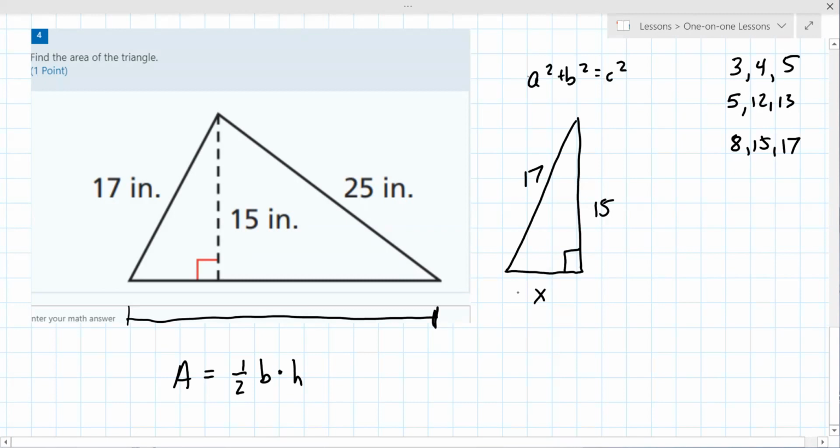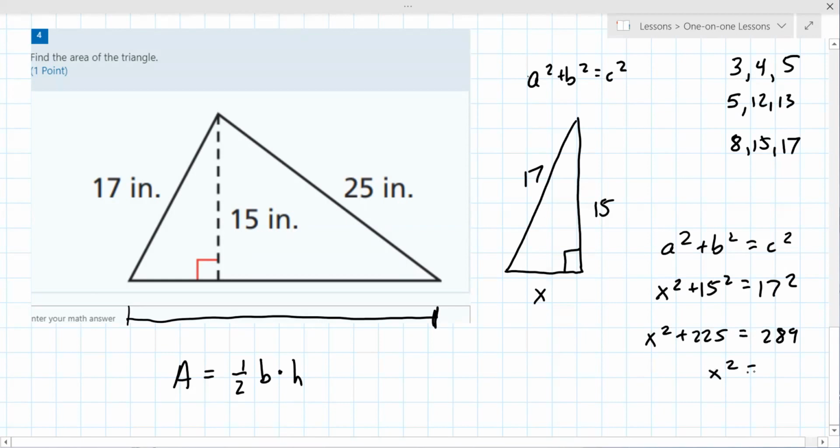So in this problem on the left here, I'm sorry, on the right, x squared plus 15 squared equals 17 squared. That's using the Pythagorean theorem to solve for x. So you have x squared plus 225 equals 289. Subtract 225 and you find that x equals 8. Now x is just this part of the triangle.